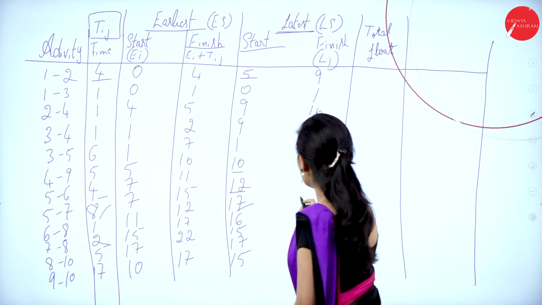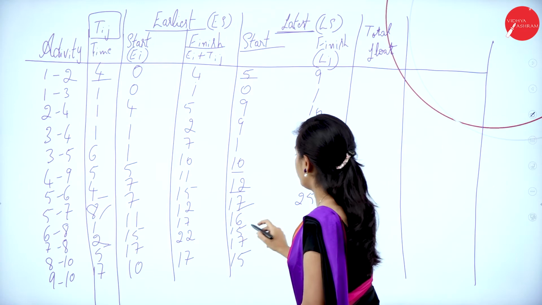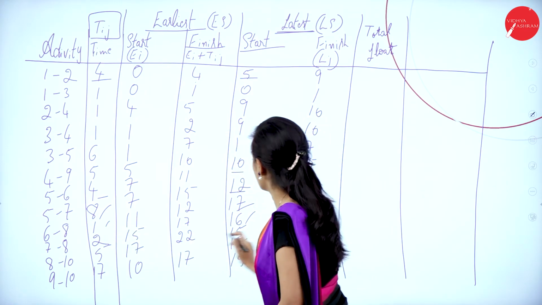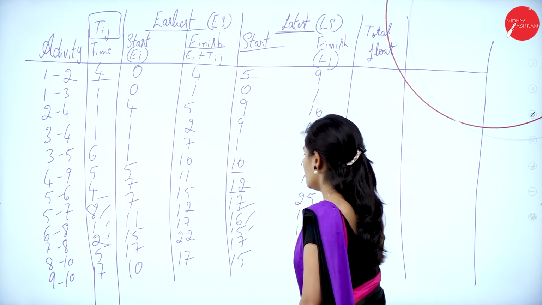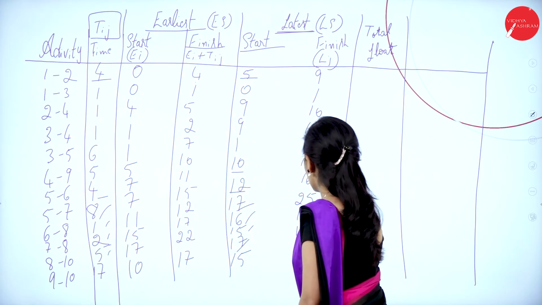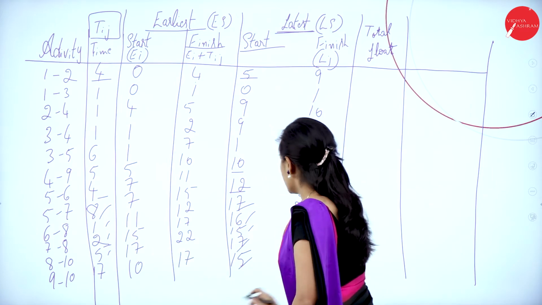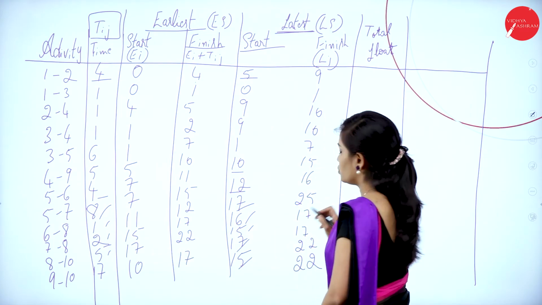17 plus 8 is 25. 16 plus 1 is 17. 15 plus 2 is 17. 17 plus 5 is 22. And 15 plus 7 is 22.